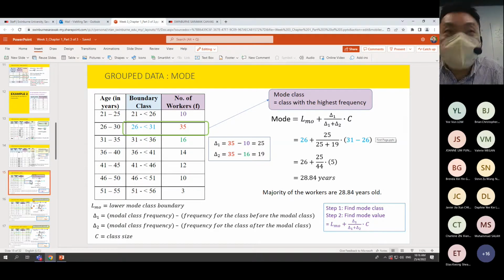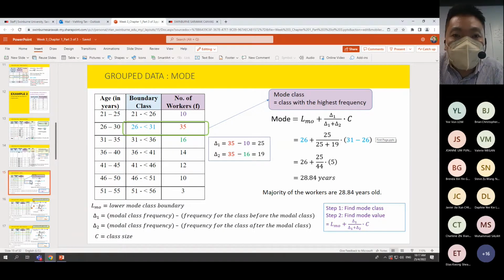Okay, then how about this triangle one? What's the meaning of triangle one? Triangle one means the mod class frequency minus the frequency for the class before the mod class. This is the mod class, and the frequency is 35, right? So 35 minus 10, you'll get 25. So triangle one means 25. It's from here, 35 minus 10. How about this one, the denominator? Triangle one is also the same, 25, 35 minus 10.